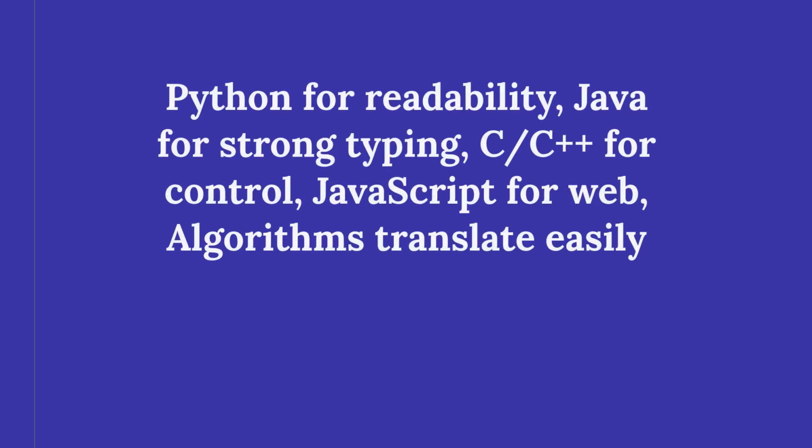Different languages offer unique strengths. Python is known for readability and rapid development. Java emphasizes strong typing and object-oriented design. C and C++ provide low-level control. JavaScript excels in web-based environments. Despite differences, well-designed algorithms translate easily.